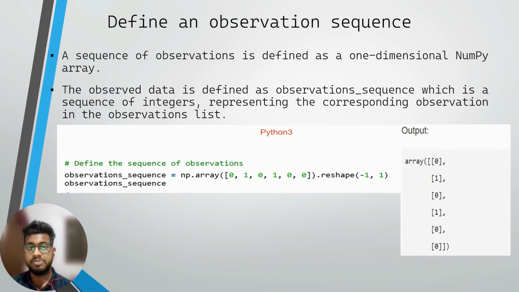So now we define an observation sequence. A sequence of observations is defined as a one-dimensional array. The observed data is defined as the observation sequence, which is a sequence of integers representing the corresponding observation in the observation list. So here we define the sequence of observations in a NumPy array, and we reshape it and print the output accordingly.